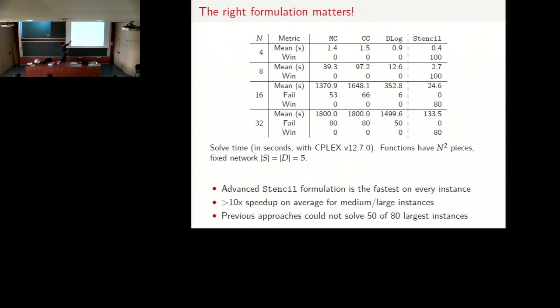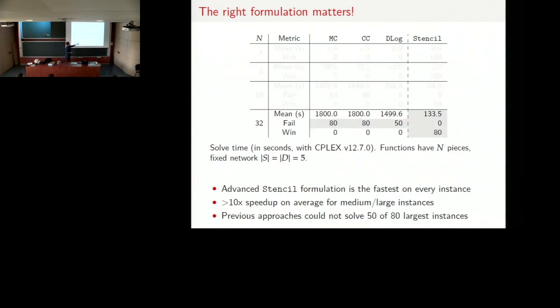And what I'm doing here is I'm just looking at different families of instances where I'm essentially increasing the size or the number of pieces on these piecewise linear functions. Right? So we're doing some type of scaling thing. And all I want to highlight here is just that when we get to this largest family here, the existing formulations really just kind of break down. They're not able to solve 50 out of 80 of the instances in 30 minutes or less.